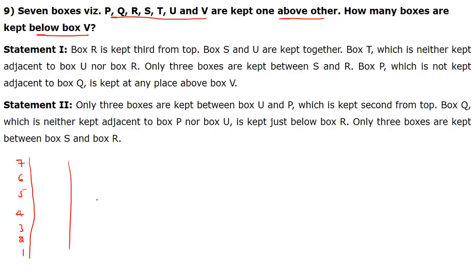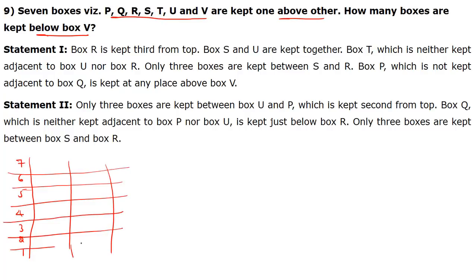There will be 2 statements, right? So 2 possibilities I'm going to make. Let me draw the line so that we can understand better here. Let me change the ink as well, because if the same ink is used, you may feel confused. Box R is kept third from the top. Third from the top means this is the first from the top, second from the top, the third from the top.